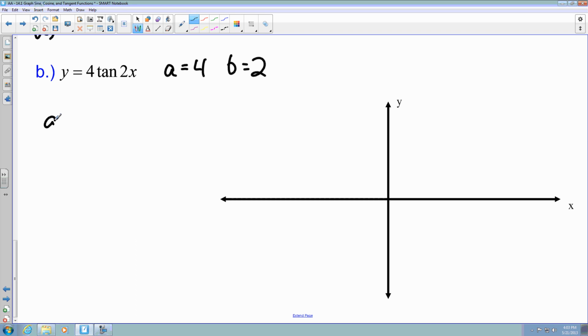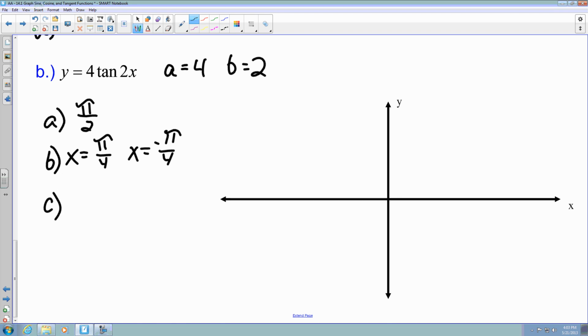The first thing I want to find is the period. The period is pi over b, so my period is going to be pi over 2. The next thing I want to find is my vertical asymptote. So it's going to be x equals pi over 2b. So it's going to be pi over 4, or x equals pi over 4. And also x is going to equal negative pi over 4.